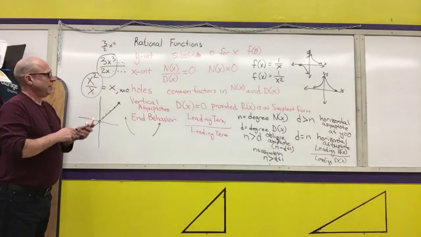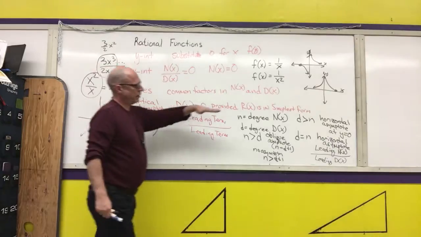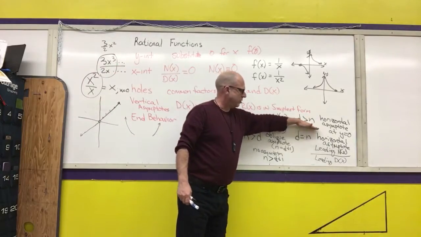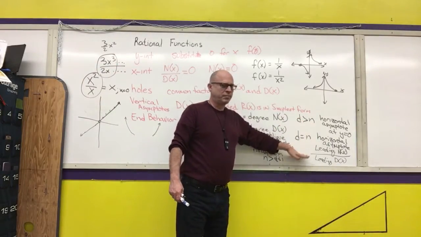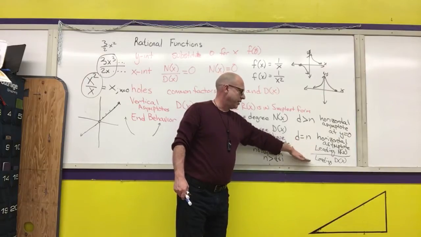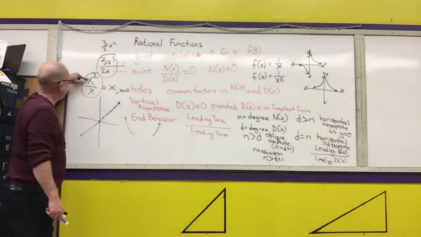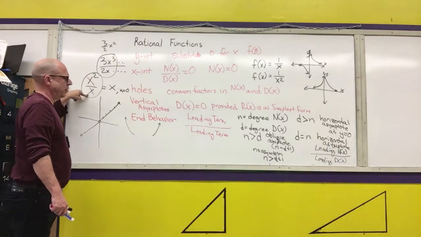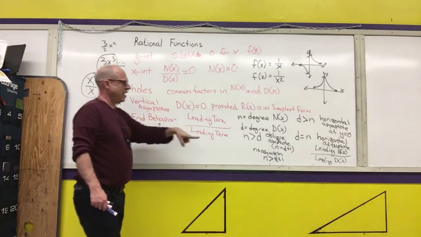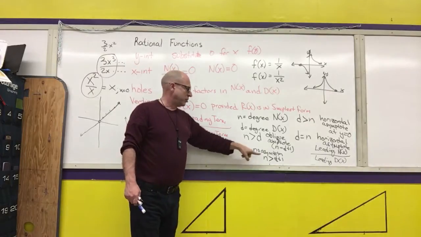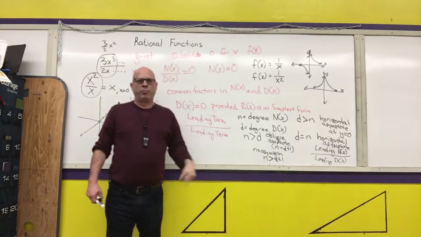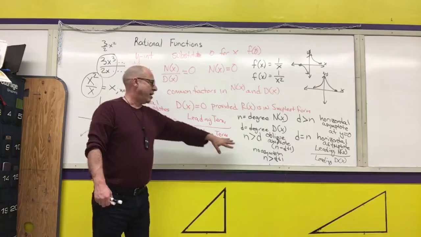So our possible cases for end behavior, again: a horizontal asymptote at 0, a horizontal asymptote at some constant, the leading coefficient divided by the leading coefficient, an oblique asymptote if the degree of the numerator is 1 more than the denominator, or no asymptote, where the end behavior follows what the graph of a polynomial function would be with a higher degree term.